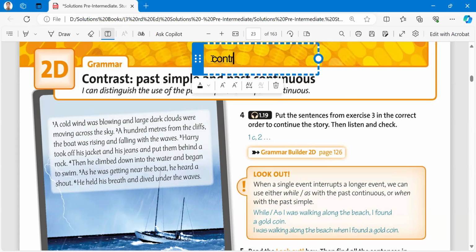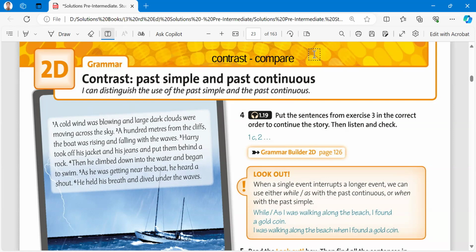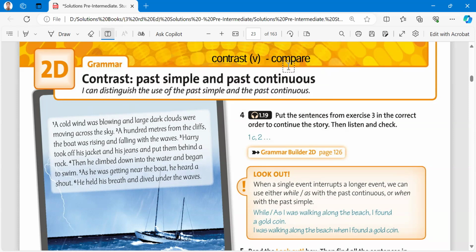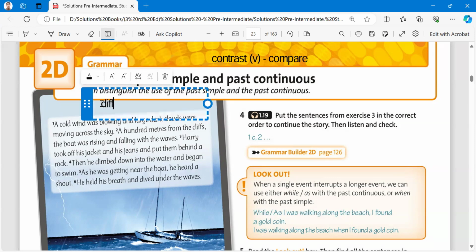Here, contrast means to compare. For example, when there is a contrast, it means there is a difference. And here I have used it as a verb. For example, I can say, I can contrast it. Can you contrast it? Can you compare it like this? Distinguish here means differentiate. For example, when you can distinguish, you know the contrast, you know the difference between two things or maybe people, the use of the past simple and past continuous.